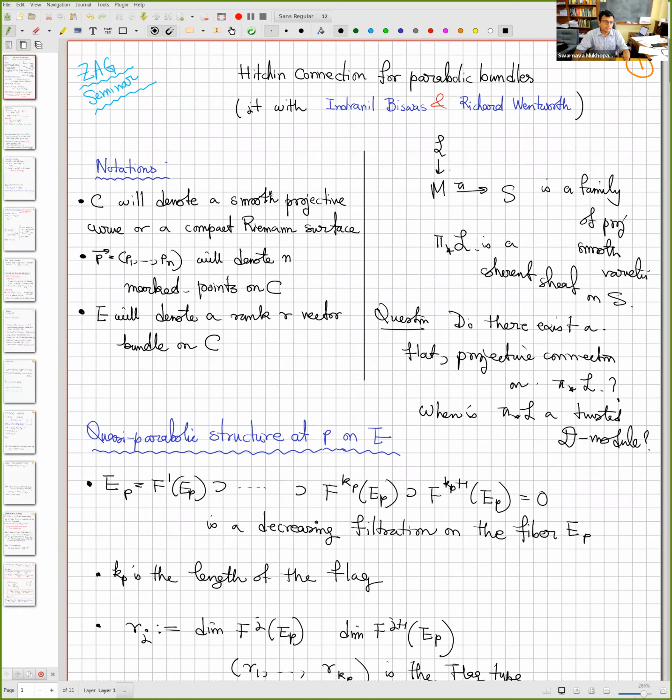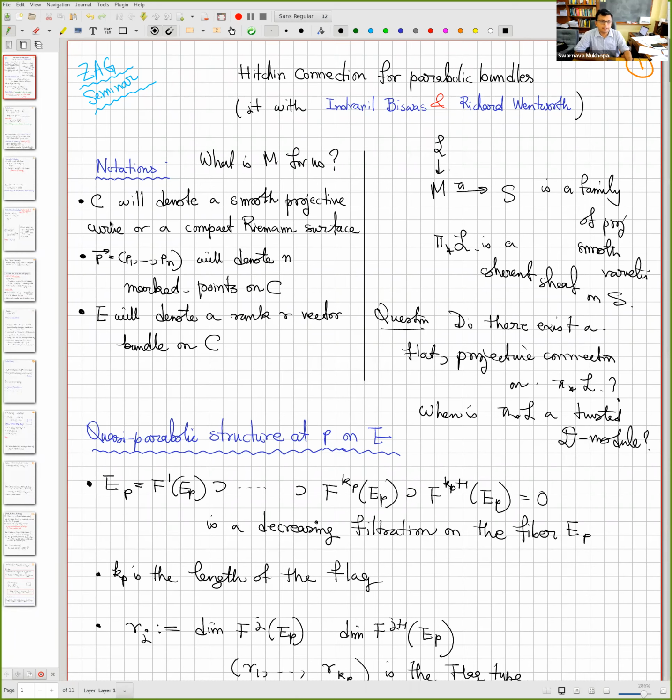Okay, so let me just go briefly through the notations. I'll tell you what the role of M is going to be. So what are the main players? Let me try to describe what M is going to be for us. This is the main result.